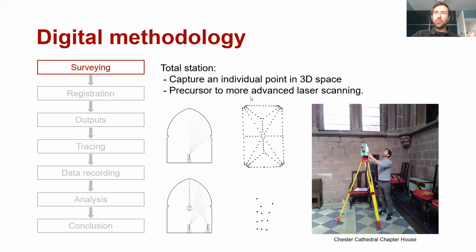And when you're surveying a particular part of a building, for us, this was vault intrados lines, the outermost edge of the ribs, it builds up almost like a dot-to-dot plan that you can see here in the central upper image.